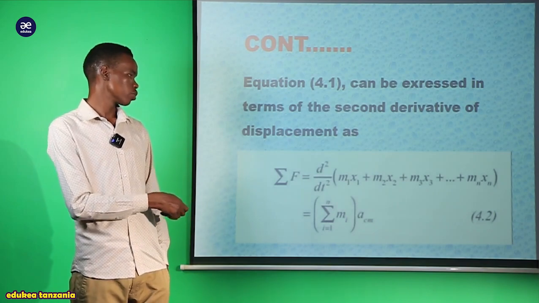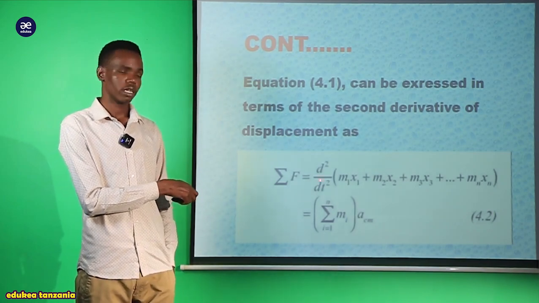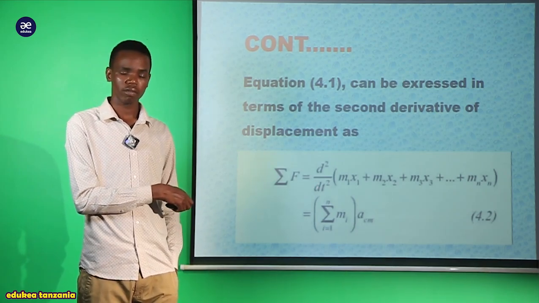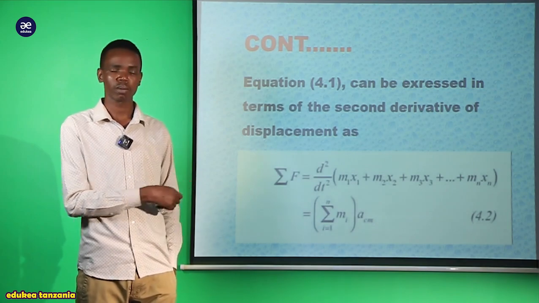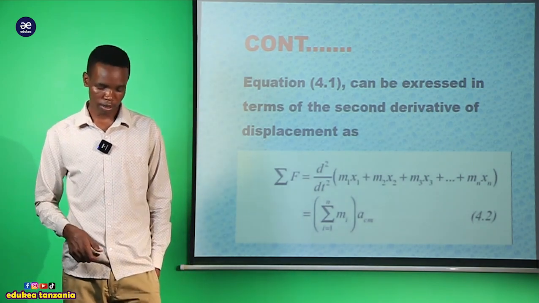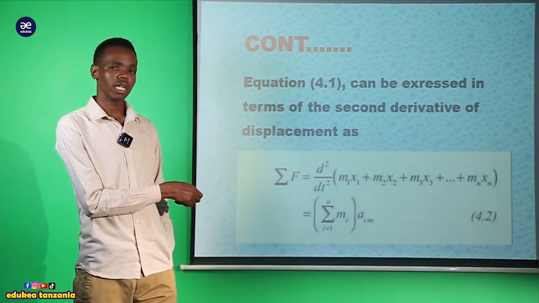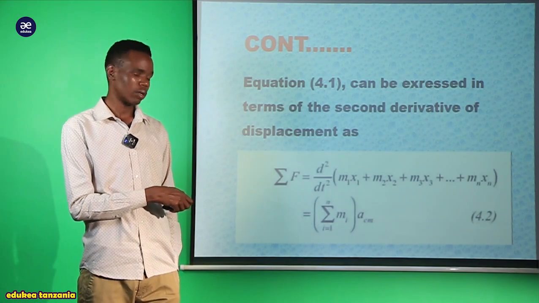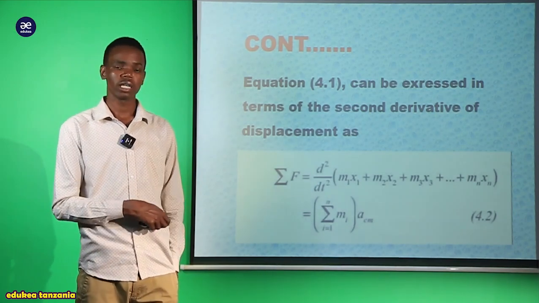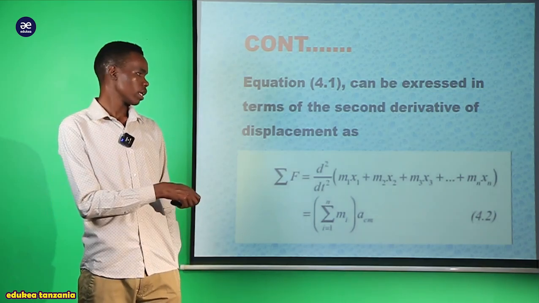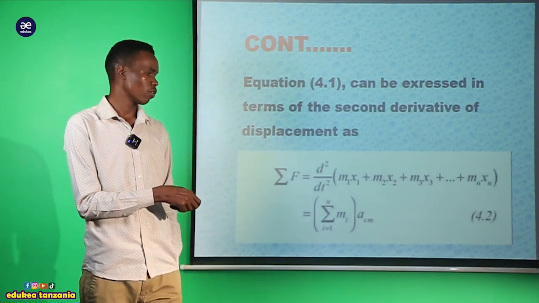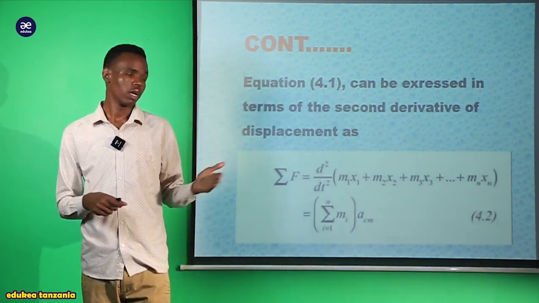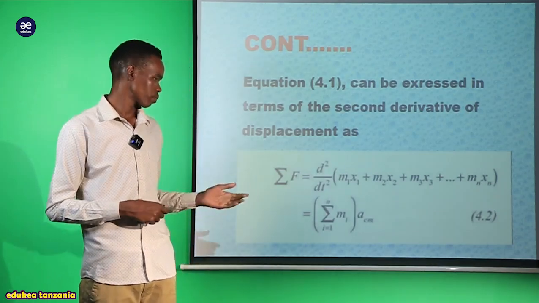It means we factor out this derivative. It is the second derivative, d squared over dt squared, where we differentiate with respect to time, as we observe here. Mass 1 times x1, which is what we saw on the irregular shape, plus mass 2 times x2, plus mass 3 times x3, then we add up to mass n times the distance x n. That is what we observe.